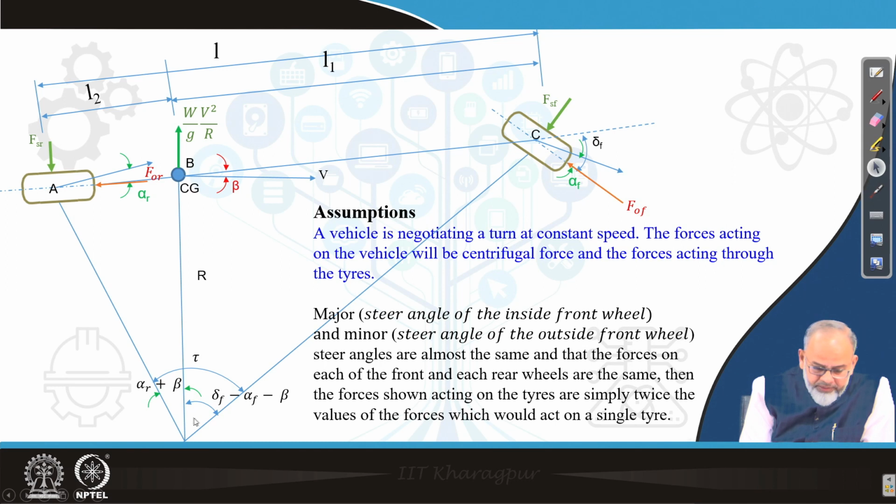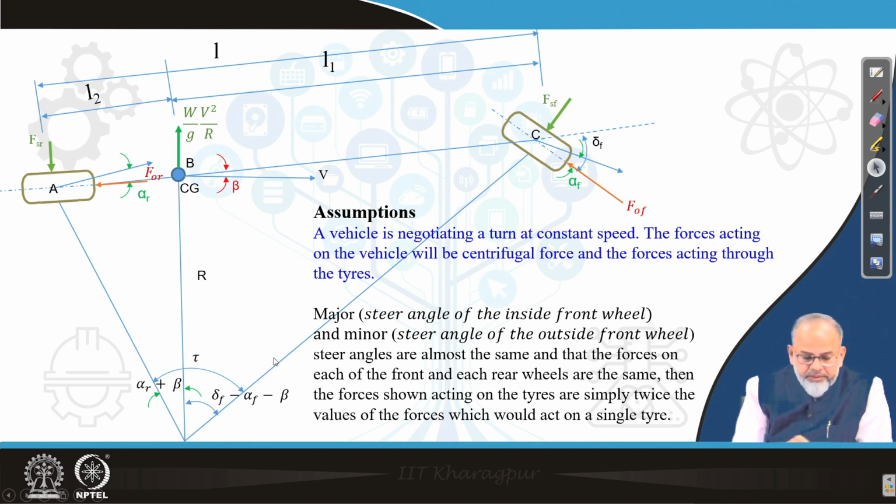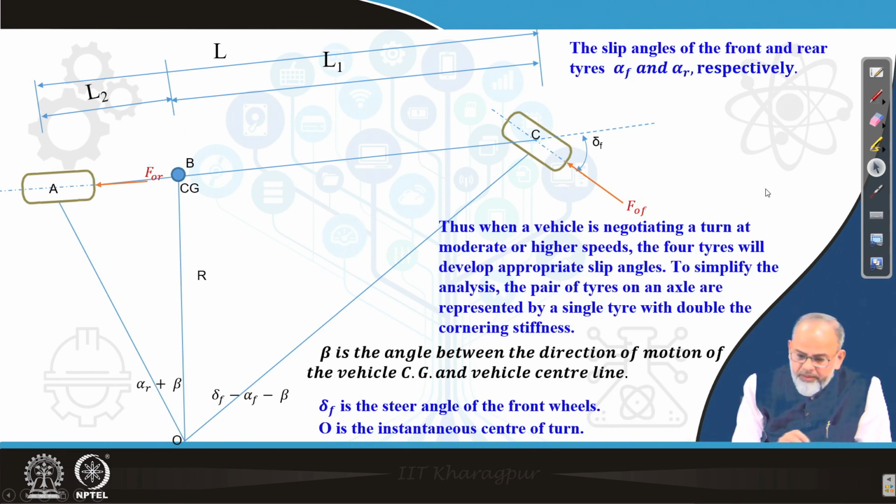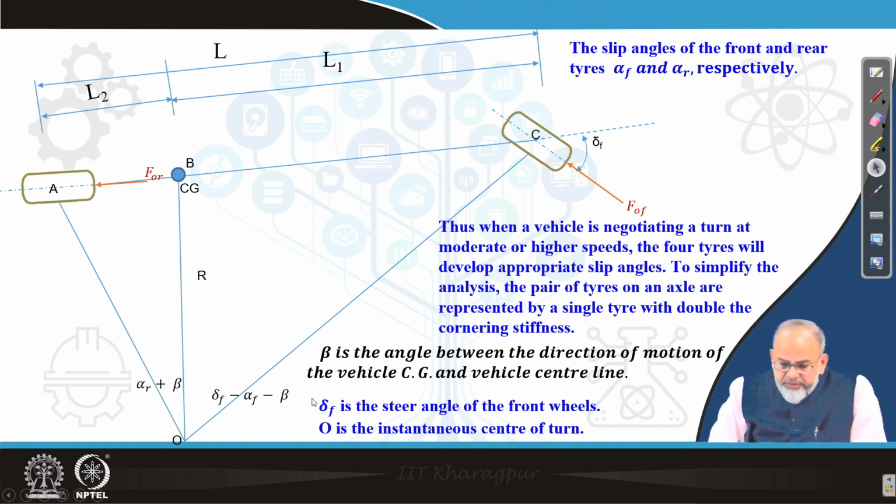Similarly, on the other right angle triangle, OBC, the angle BOC will be equal to delta F minus alpha F. That means delta F is the steer angle, alpha is the slip angle, and beta is the angle by which the vehicle has turned. So, the summation of this will give you the total angle tau. Now, the slip angles of the front and the rear wheels, as I told in the beginning, will be alpha F and alpha R.